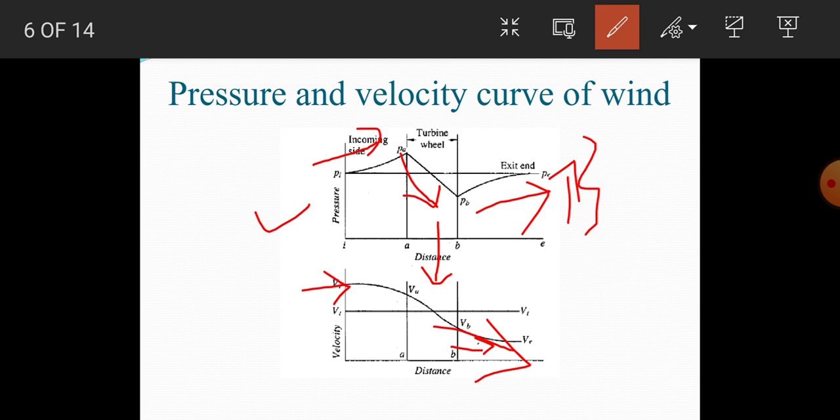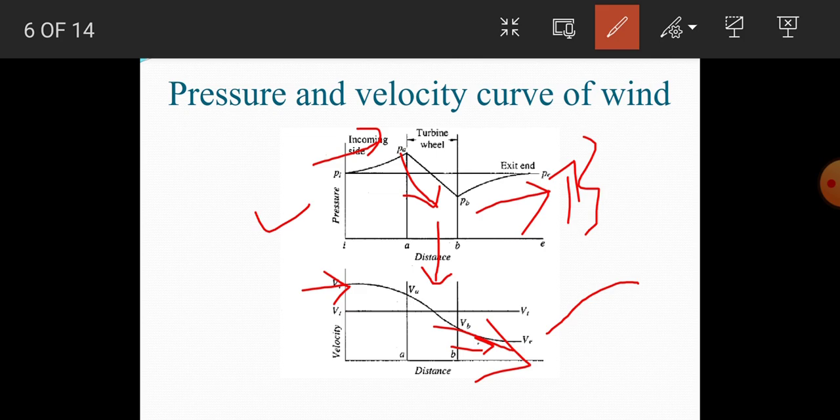The velocity then increases again to its initial value far behind the wind turbine, and the widening of the stream tube disappears. After a very long distance, it will reach its initial value. So this is the concept of pressure and velocity when the wind hits the turbine rotor.